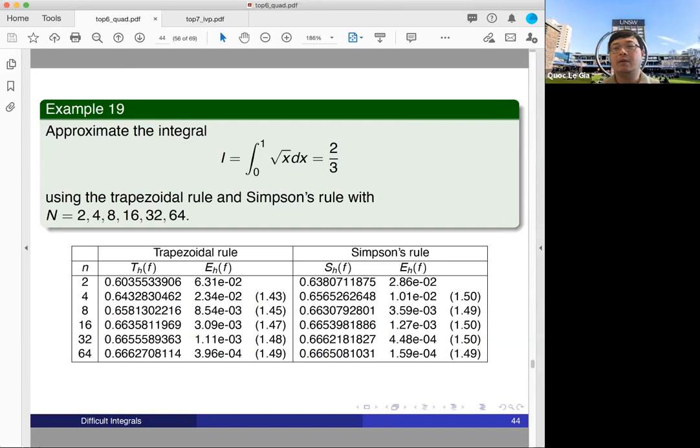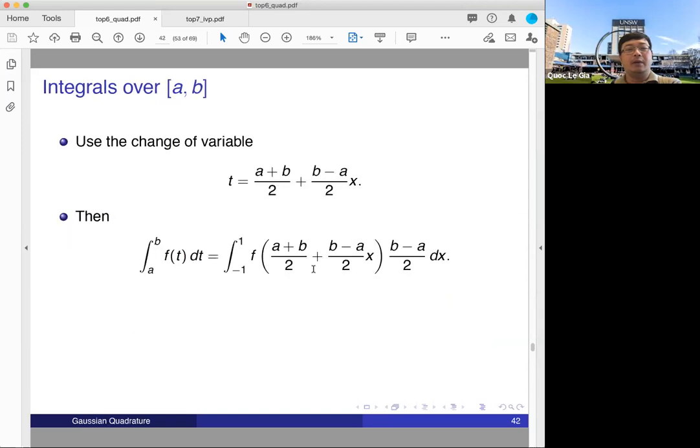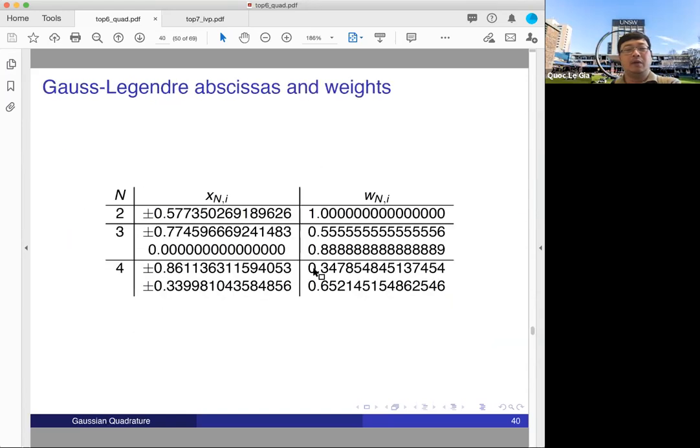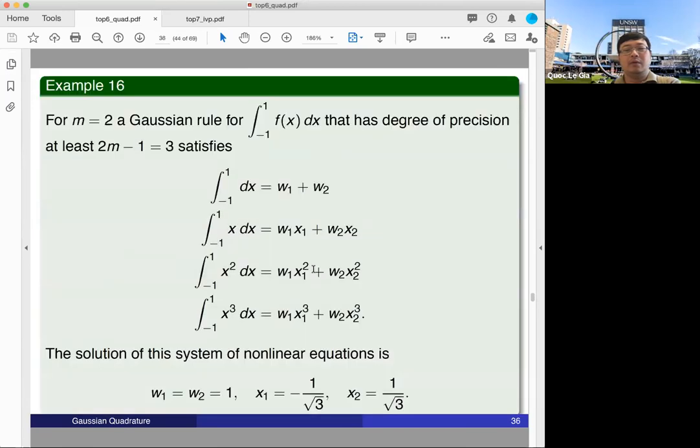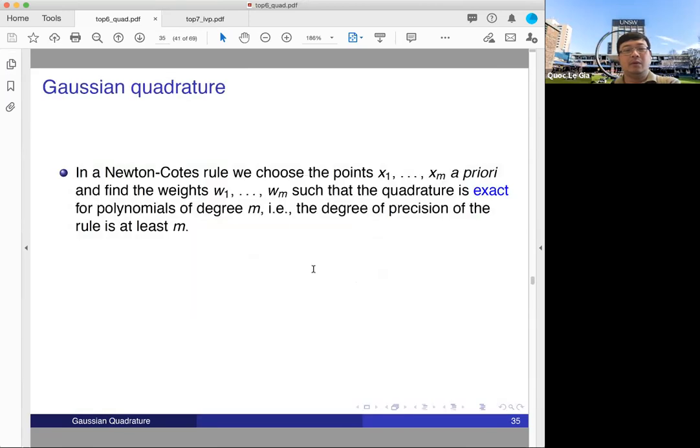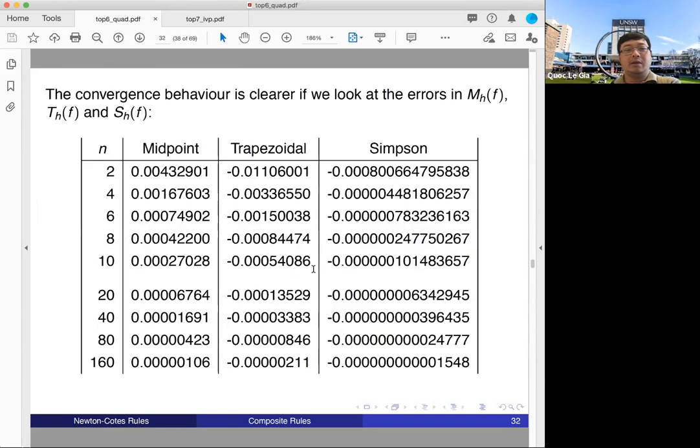So what is going on? So why did I get only 1.5 here instead of 2? Maybe I let you look at the theory again, yeah? So what does the theory say?